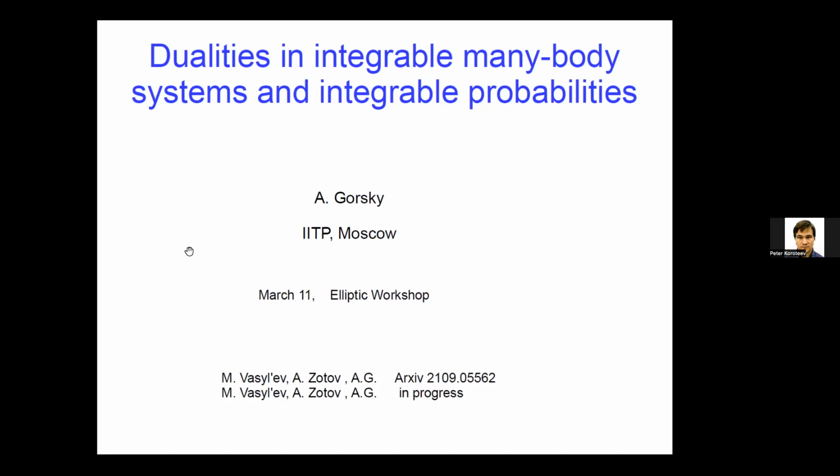And my talk is devoted to the interplay between two seemingly different issues. First, one of them, to some extent, was described by Peter in the previous talk, namely dualities in integrable many-body systems. And there is another big piece of science, so-called integrable probabilities. And it turns out that there is some mysterious relation between different observables in integrable probabilities, and I'll argue that these mysteries are just a manifestation of dualities in the integrable many-body systems. That's the aim of my talk, and it is based on a paper with Mikhail Vasilyev and Andrei Zotov on arXiv and some work in progress.